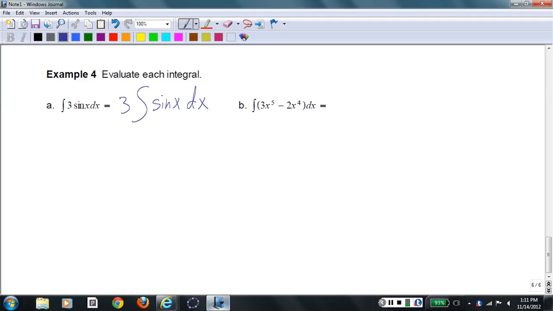So what can we take the derivative of to get sine x? Negative cosine x. If we take the derivative of negative cosine x, d/dx of negative cosine x equals sine x. Yes, it does. It's the negative of the negative sine x. So it's sine x. So it's going to be 3 times, so I'll put a big set of parentheses, negative cosine x plus c sub 1.